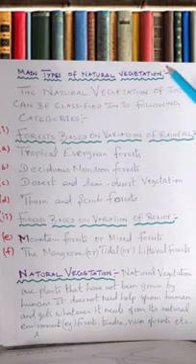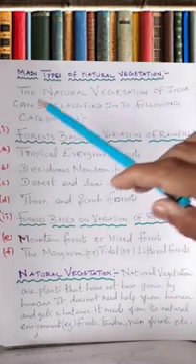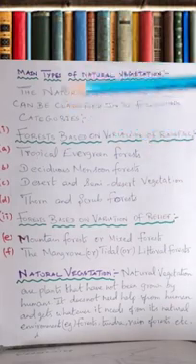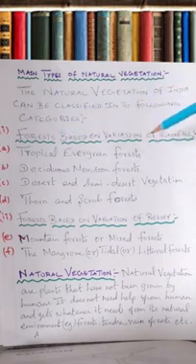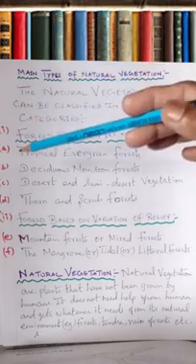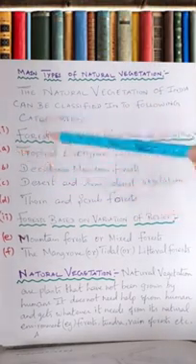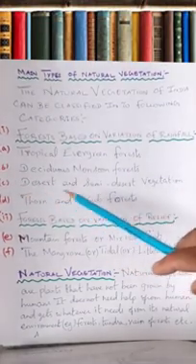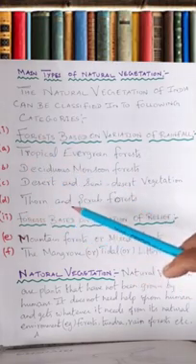Main types of natural vegetation. The natural vegetation of India can be classified into the following categories. They are: forest based on variation of rainfall. A. Tropical evergreen forest. B. Deciduous monsoon forest. C. Desert and semi-desert vegetation. D. Thorn and scrub forest.